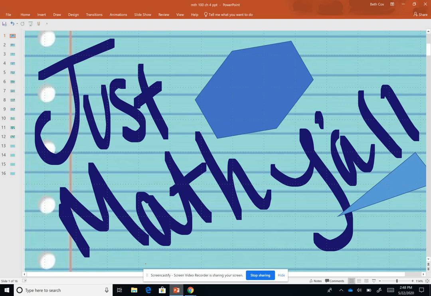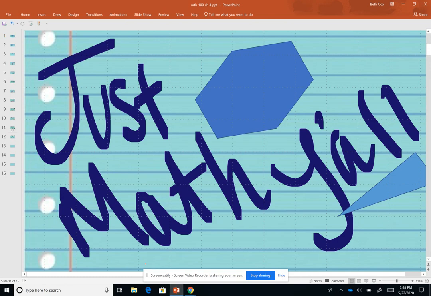Here we are again, guys. Just math, y'all. Hope you are learning a lot about exponent rules. Here we go. We're going to finish up with our exponent rules. We're going to do some examples where we use all our rules in combination, or a few of them.